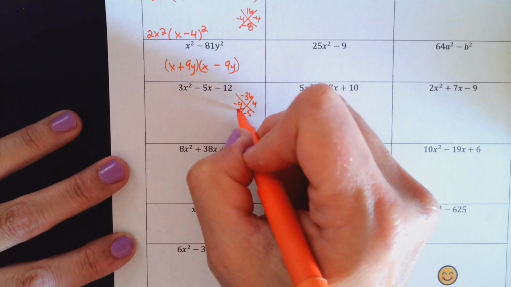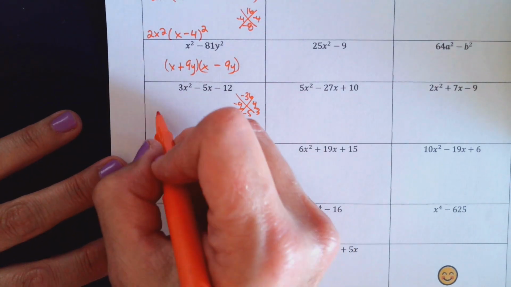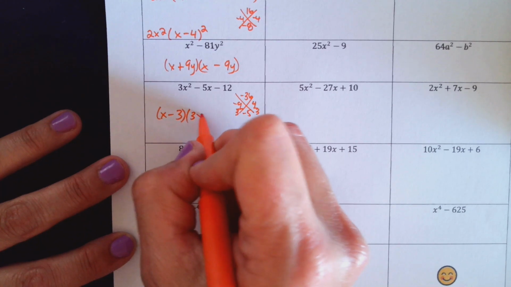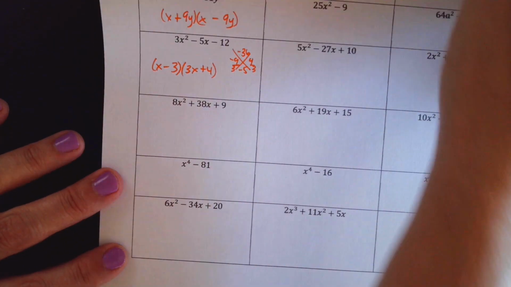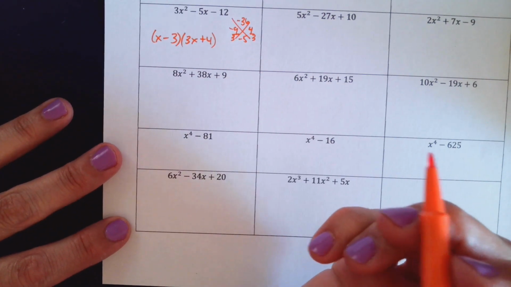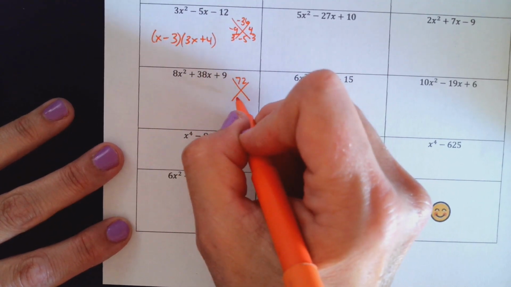I'm going to have to divide these by 3 because I multiplied by 3. So this makes 3, so I'll be putting x minus 3 and 3x plus 4, or the other way around. All right, over here, nothing in common. 8, 38, and 9 don't have a GCF, so I will do 8 times 9 is 72, and then 38 down here.